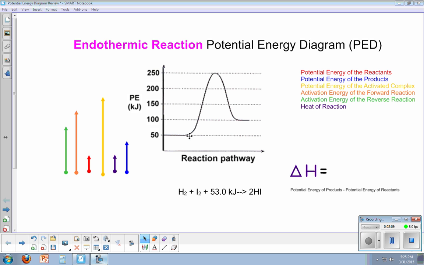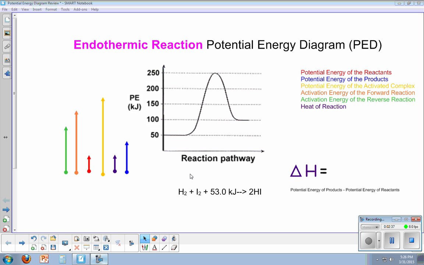Here would be my starting amount, which would be my reactants. How much energy do my reactants have? Here would be my ending amount, in this case 100 kilojoules, which would be my product. What do my products have when they end? How much energy is stored? So the way we read these diagrams, we can say the reactants have 50 kilojoules combined of energy stored, and the product has 100 kilojoules stored.